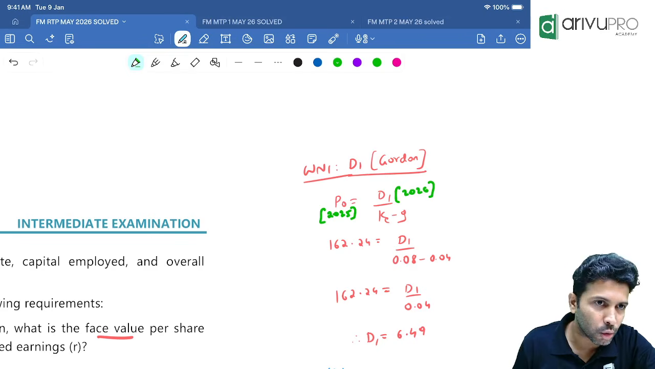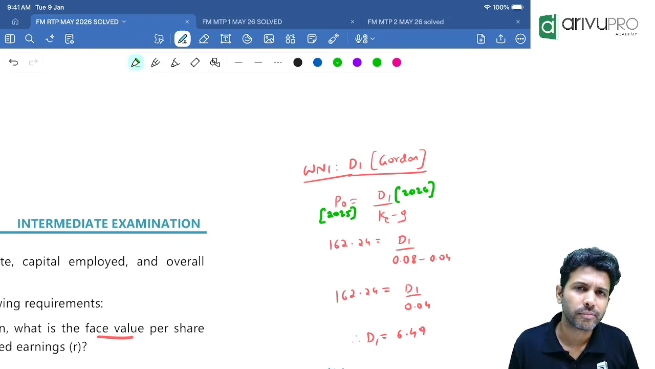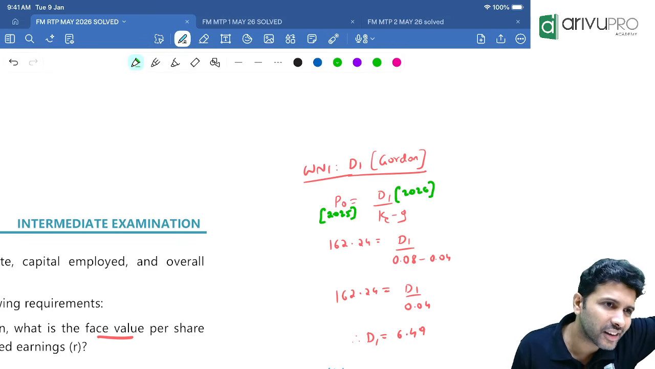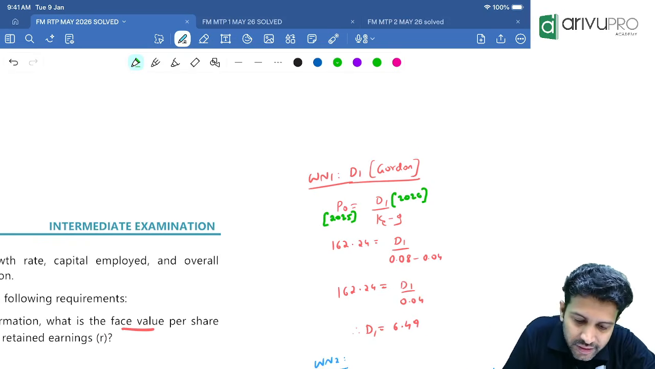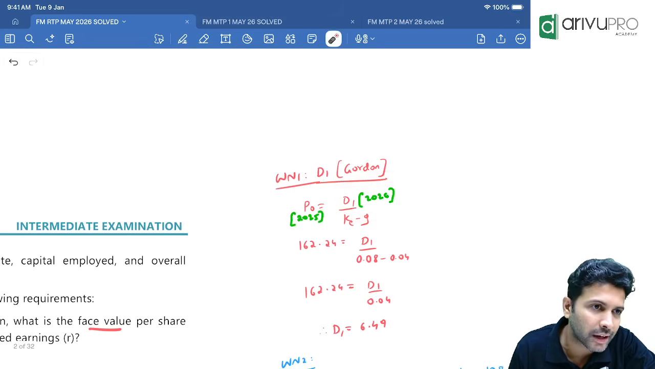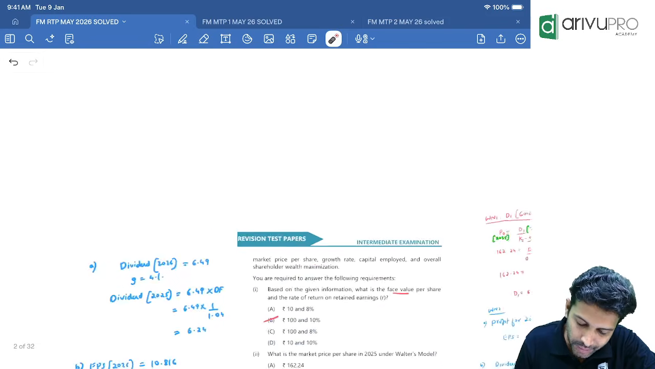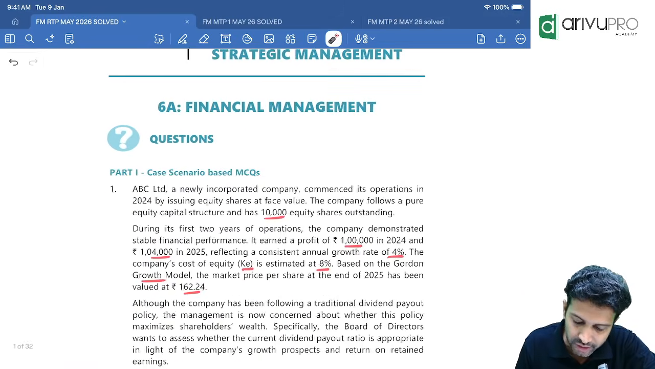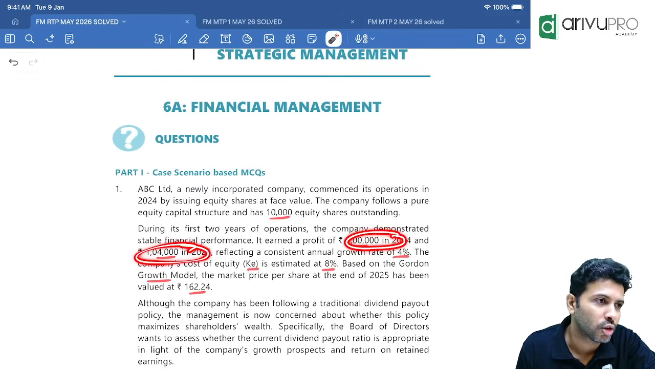Now dividend you know. Now we want to know the dividend payout ratio. How do you get the dividend payout ratio? Dividend per share divided by earnings per share. Correct? Now if this dividend is for 2026, earnings also should be for 2026. But in the question they gave earnings for 2024 and 2025. But we need 2026's earnings. But they gave one clue.